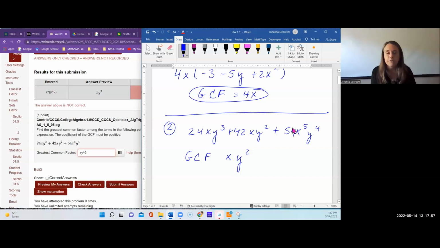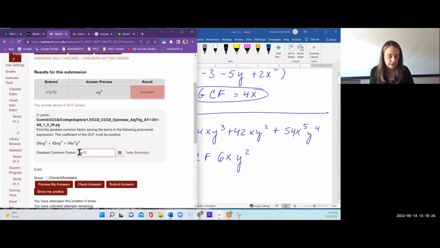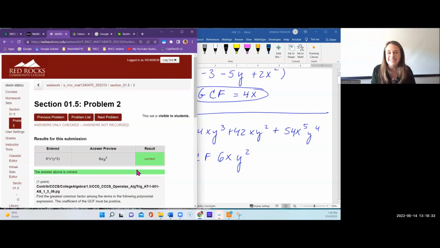Now that this is a 54, I can definitely take out a 2 from all three, but that's not the largest. The largest I can take out is probably 6. This becomes 6 times 7, and 7 doesn't come out of 24 or 54, but 6 does come out of 24, 42, and 54. So 6xy squared would be my greatest common factor. Let's fix that problem now. Put the 6 in, and then check our answer. That lovely green. It's so satisfying.